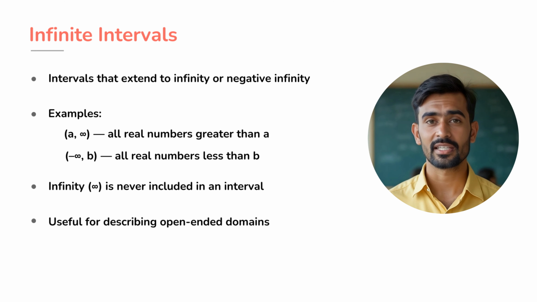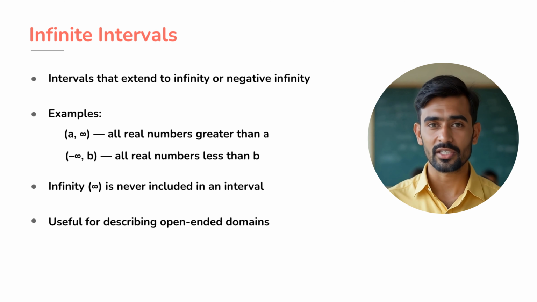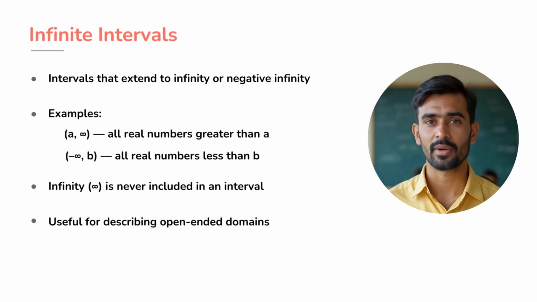What if an interval doesn't end? Then we use infinite intervals. Examples include open interval from A to infinity, written as open bracket a comma infinity, includes all real numbers greater than A. An open interval from negative infinity to B includes all real numbers less than B.